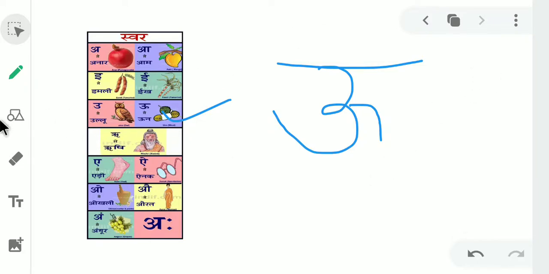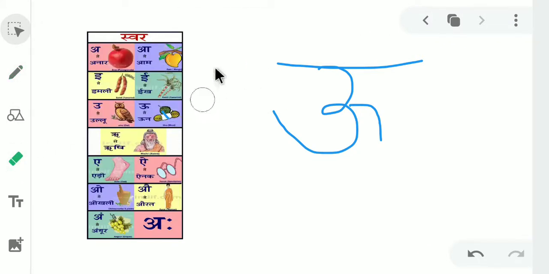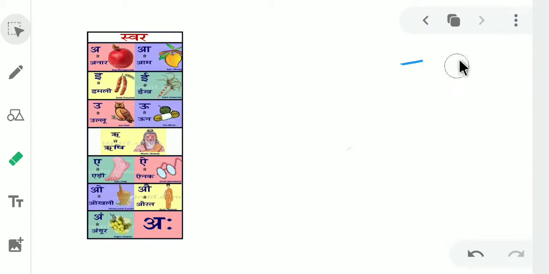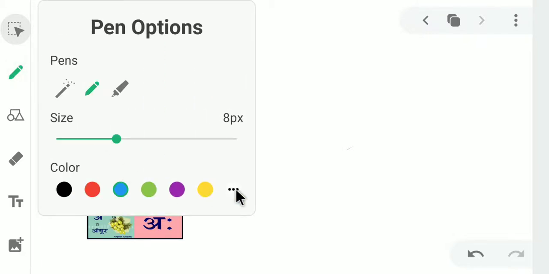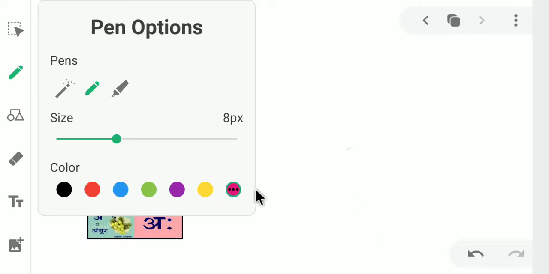So I'm going to erase it so that I can explain how to write some more words. Okay, so let me change the color of pen. Suppose I'm going to take this pen.